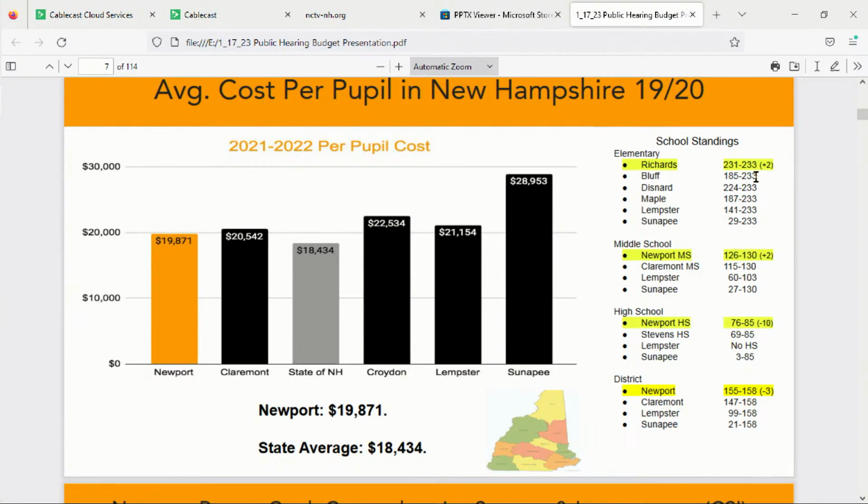And then, as you remember, I did report out that the Richards Elementary School is a CSI school, which means it's a comprehensive support and improvement. It's on a plan to make it better. And that's through the Department of Education.